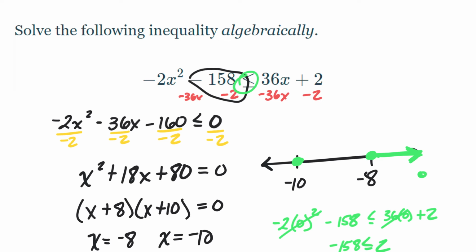So x would be greater than or equal to negative 8. Now, for time's sake, we're not going to plug in for the others, but we would plug in a value less than negative 10, negative 12, whatever the case may be, and just see if our values ring true, and they actually do. So our values will be values less than or equal to negative 10.